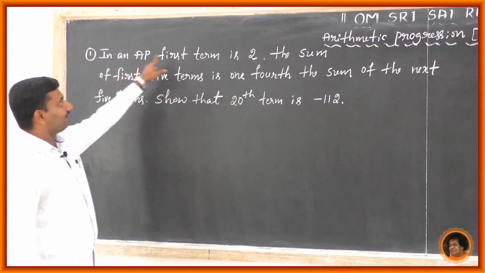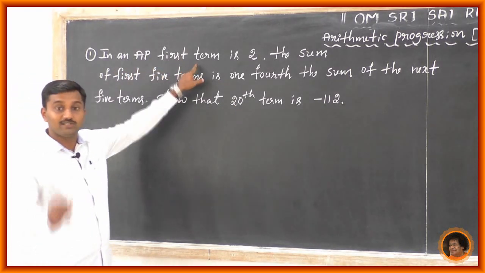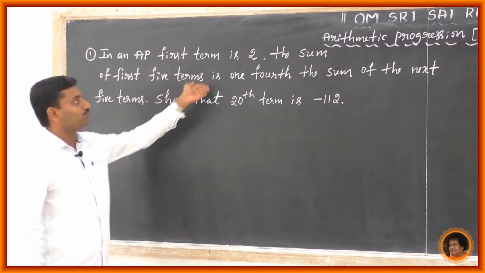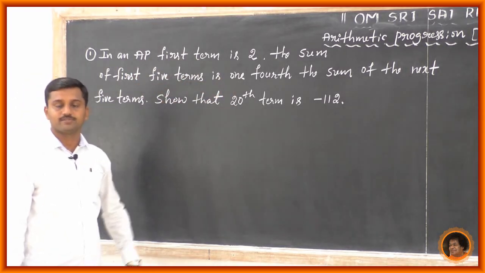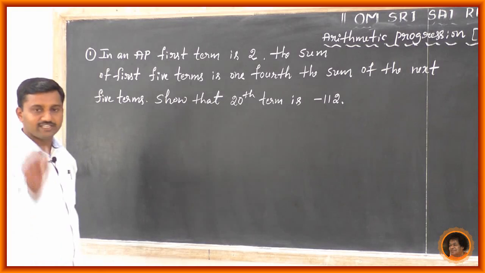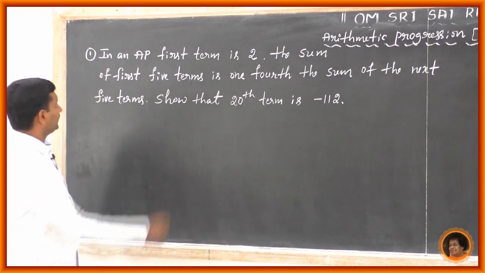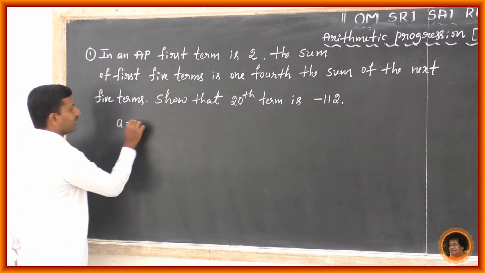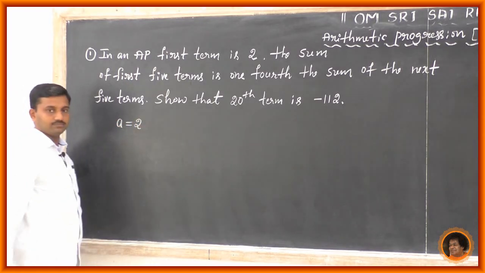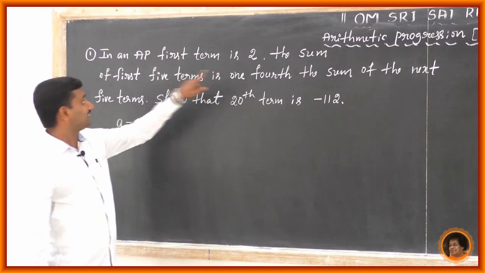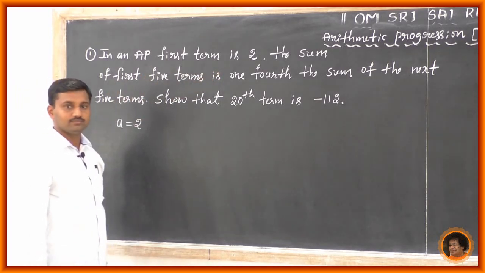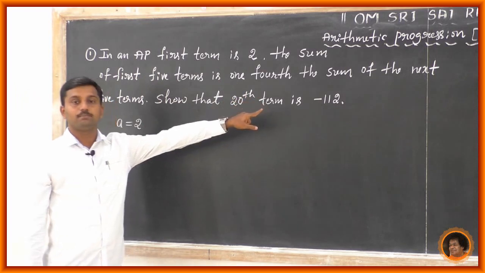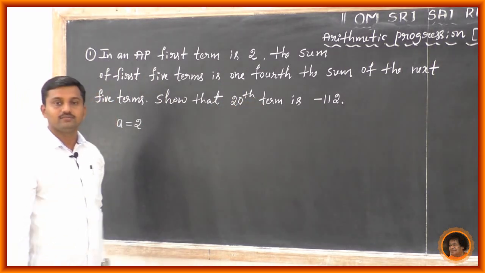So here given that the first term is 2, first term means a, then the sum of the first 5 terms is 1/4 the sum of the next 5 terms. Understand the question clearly. So a equal to 2. Then what is the next condition? The sum of the first 5 terms. But we have to show that the 20th term is minus 112.